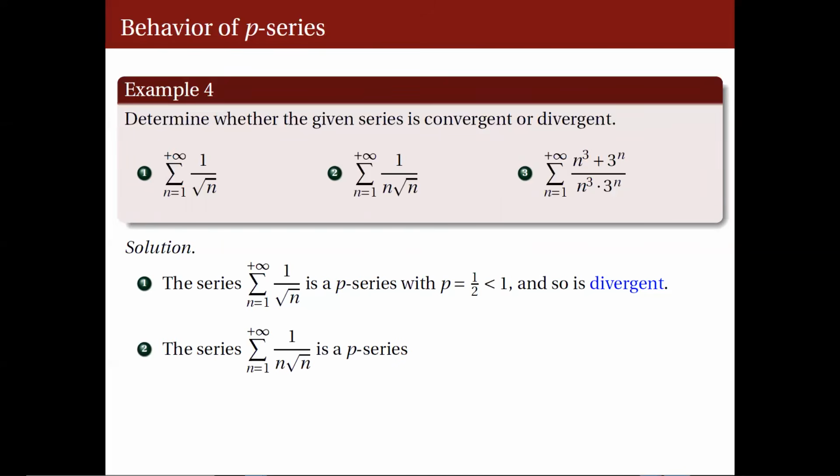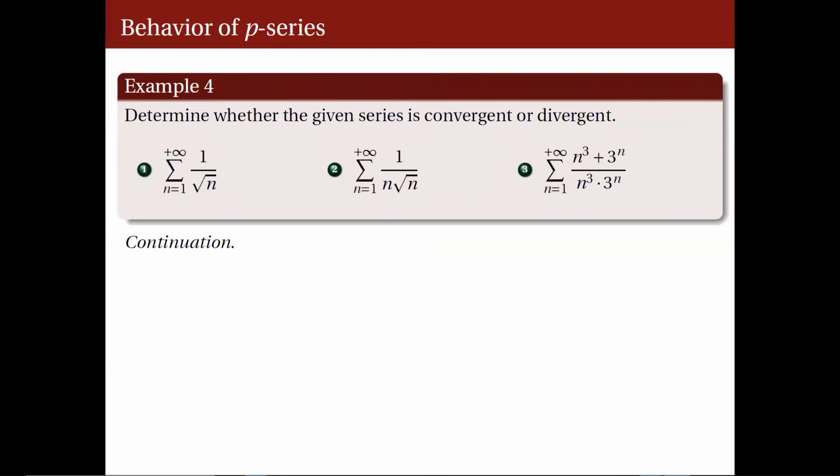Similarly, for our second item, P series ulit ito kasi ang n square root of n pwede natin isulat as n raised to 3 over 2. Kaya P equals 3 over 2 which is greater than 1. And so the series is convergent.